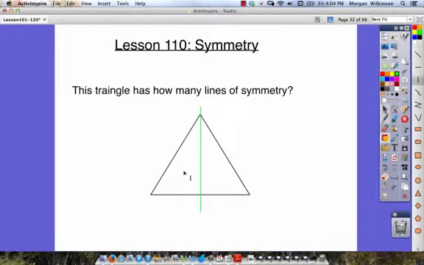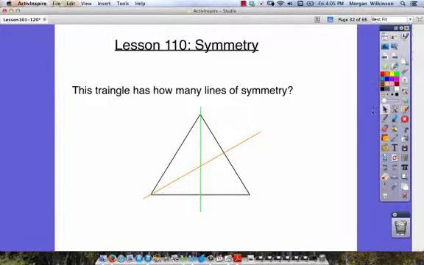Now for this triangle, this is an equilateral triangle, all sides are the same, all angles are the same. Can you see any more lines of symmetry? Well, perhaps you said yes. If you said yes, maybe you were looking in the opposite direction. We can't use a vertical line there. We've got to use a diagonal line. So we're going to go right through this point, right through the middle.